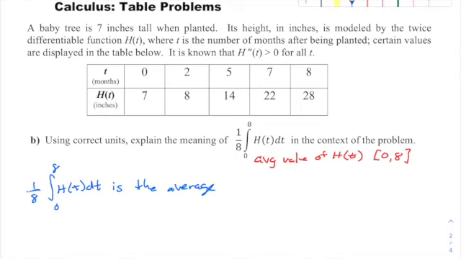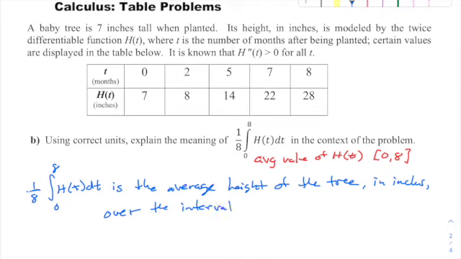Height of the tree in inches. So this is the average height of the tree in inches. So you just said it's the average value of h of t, basically. And you always want to say over that interval, between 0 and 8 months, over the interval t equals 0 to t equals 8 months. You could really just say over the first 8 months after being planted, something to that effect. But it's nice to use that word average in there and to specify that it's over that specific interval in some way.